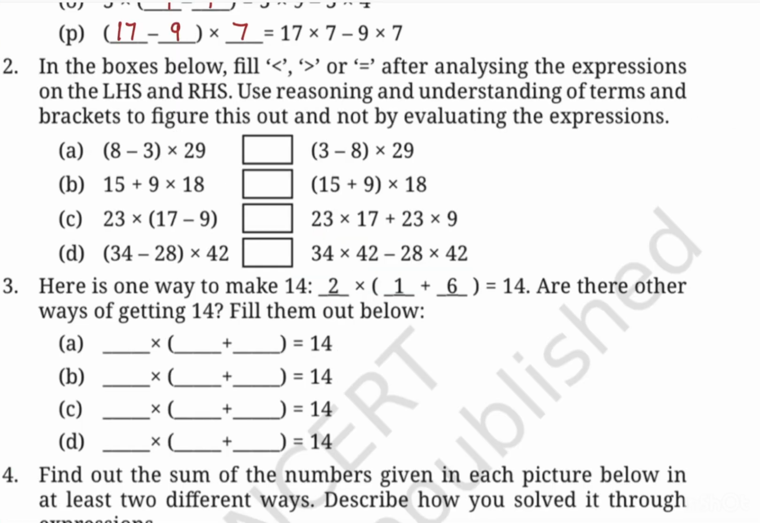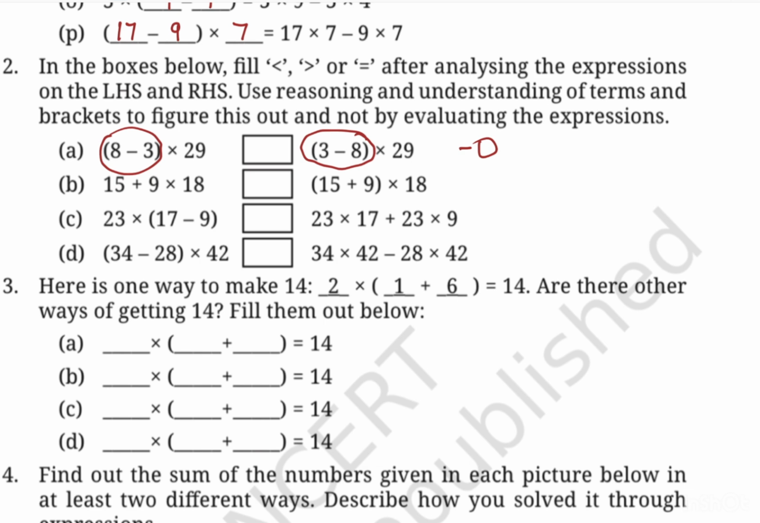Second question, in the boxes below, fill less than, greater than, or equal to after analyzing the expressions on the LHS and RHS. Use reasoning and understanding of terms and brackets to figure this out and not by evaluating the expressions. First one is 8 minus 3 multiplied by 29. Second one is 3 minus 2 multiplied by 29. Here we can see that 3 minus 8 will be a negative number. So it will be less than.